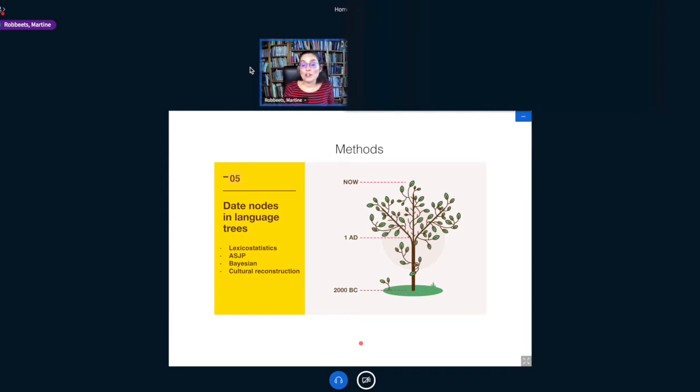Of course, also using cultural reconstruction, we can date our language tree, but in a more relative sense, not in an absolute sense. So we can always give a certain time span for when a certain cultural item was found at a certain place. So, for instance, if you can reconstruct agriculture for your language family, it means that your language was spoken in a period and a place where there was agriculture. But cultural reconstruction will give you only broader time spans.